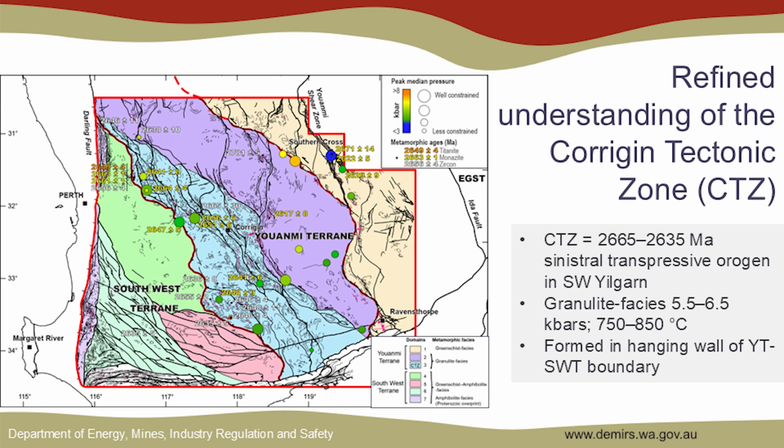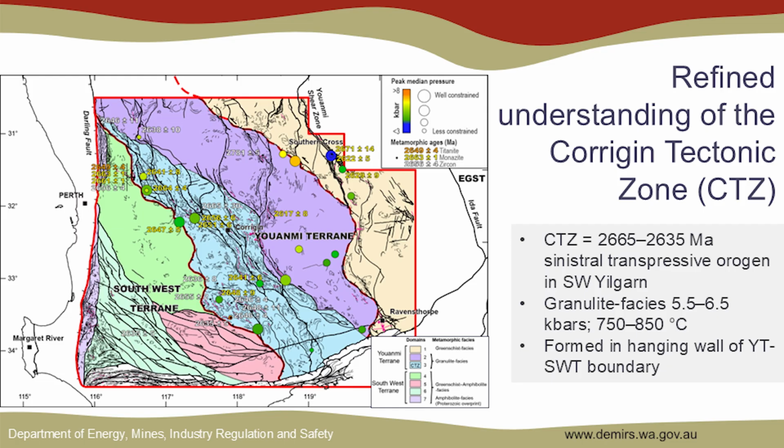And I'm showing here the ductile architecture of the southwest Yilgarn, here shown by the foliation trajectory map, and I'm plotting just the ductile shear zones. The colored polygons here represent the various tectonometamorphic domains, and the Corrigin tectonic zone is the one marked by the blue polygon through here in the middle of the map. I'm also showing on this map the various dots that you can see there. They are the Archean peak medium pressures and metamorphic ages that we have for the southwest.